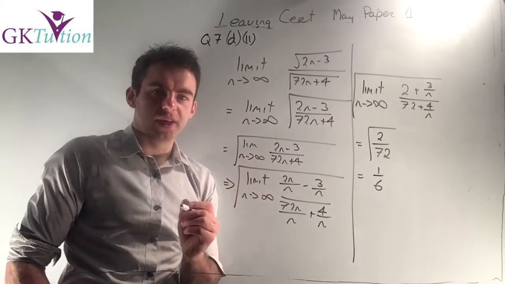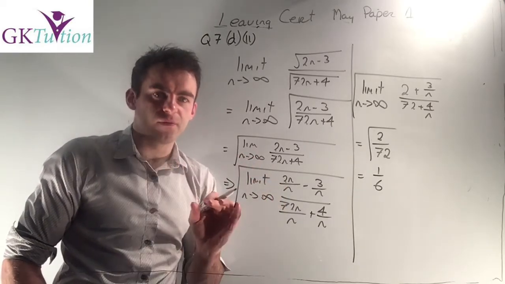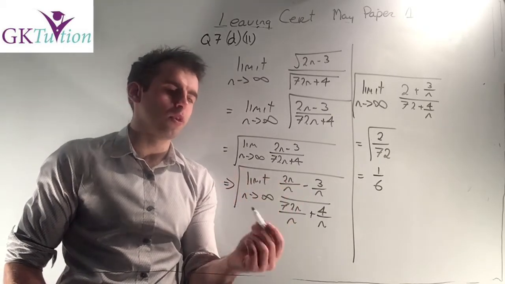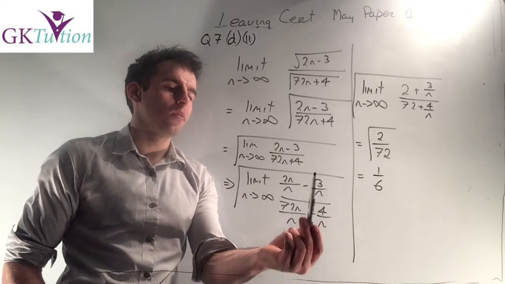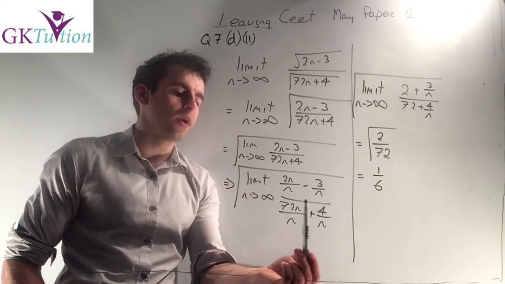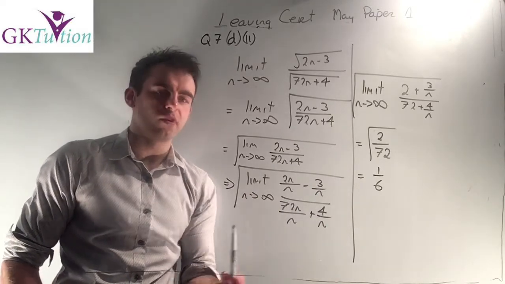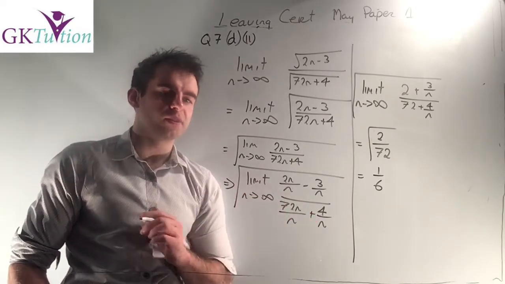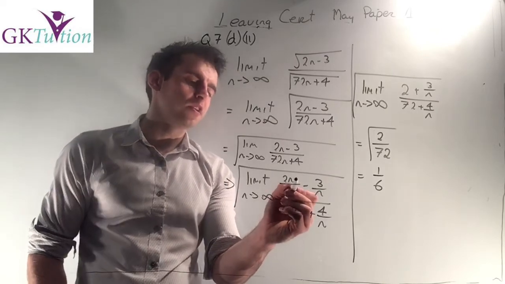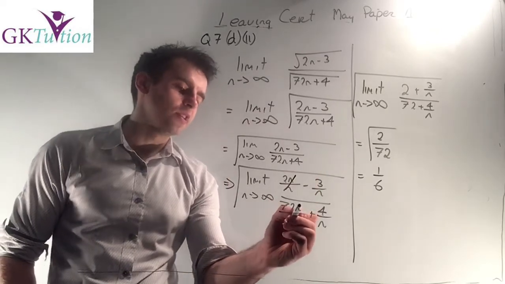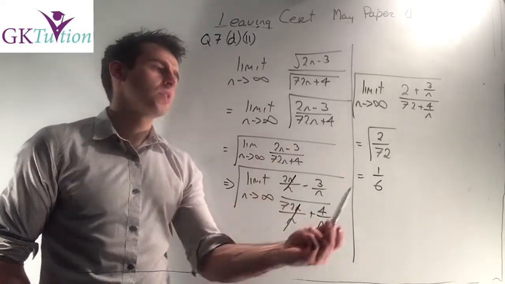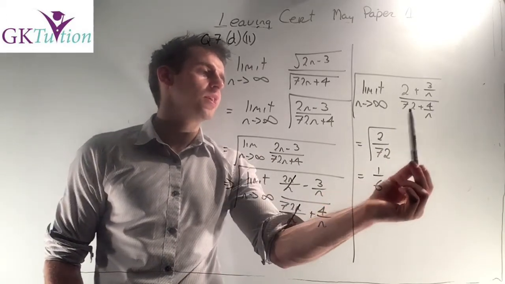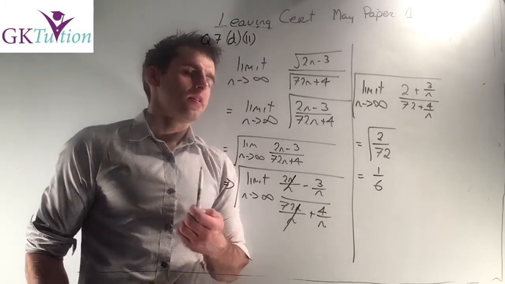If n is approaching infinity, that means you have to divide every term by the highest power of n. The highest power of n in this case is just 1. So it's 2n over n minus 3 over n divided by 72n over n plus 4 over n. There's 2 terms on the top, 2 terms at the bottom, and I've divided them all by the highest power of n. The 2n over n, the n's cancel. 72n over n, the n's cancel. So that's the same as just 2 plus 3 over n divided by 72 plus 4 over n.